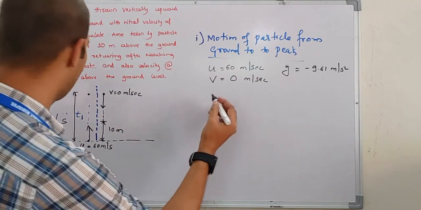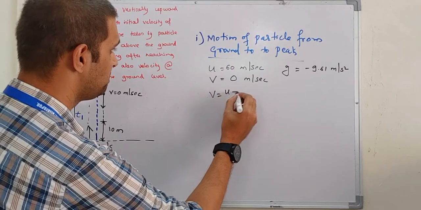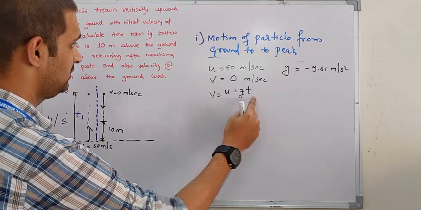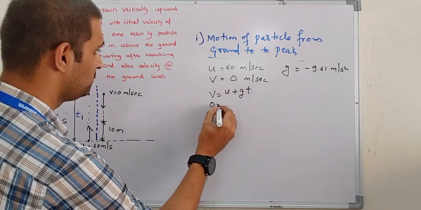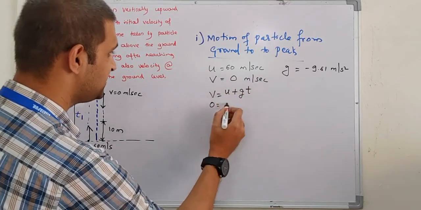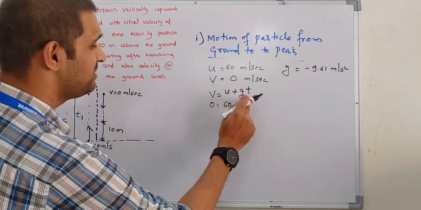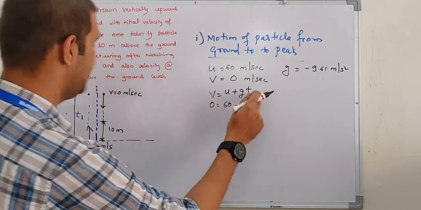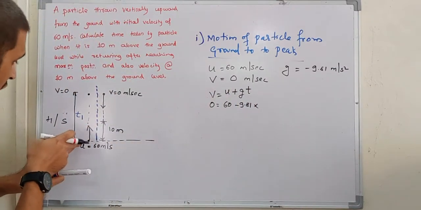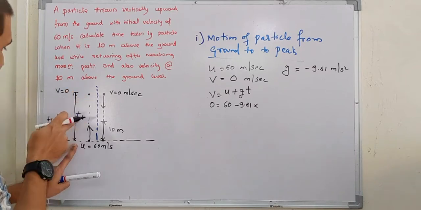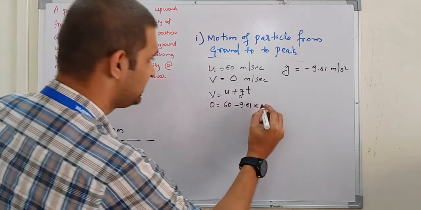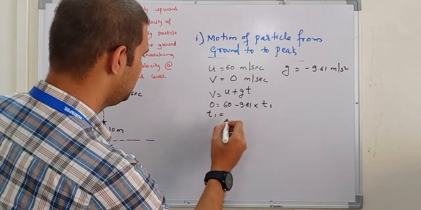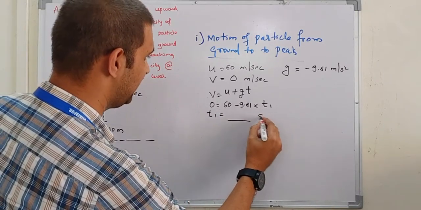So now using your basic equation, V is equal to U plus GT. V, the final velocity, will be 0, U is 60, and G, you have to be careful here, you have to take minus 9.81, into T. Now T is the time taken by the particle from the ground to the peak value, which we call T1. So when you simplify, you will get T1 equal to, quickly cross check with your calculator and get me the answer.